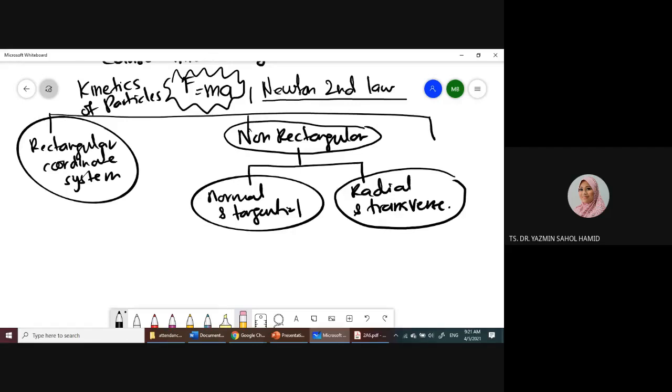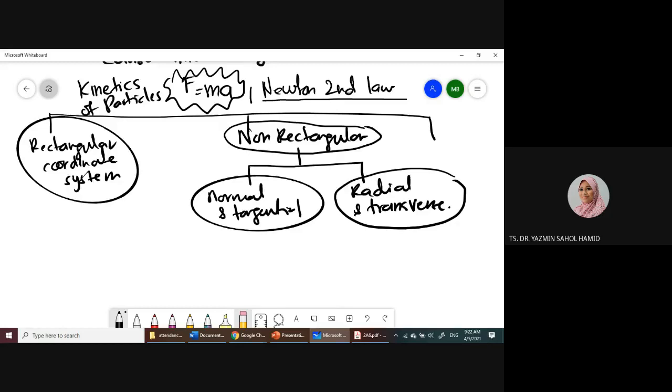Okay, once you get this, you understand this, then you're not going to be confused when you get the question. Okay, all right, because we have already gone through a lengthy discussion on these three types of coordinate system. Now the difference is we're going to use Newton's second law for it. Okay, that is the difference.